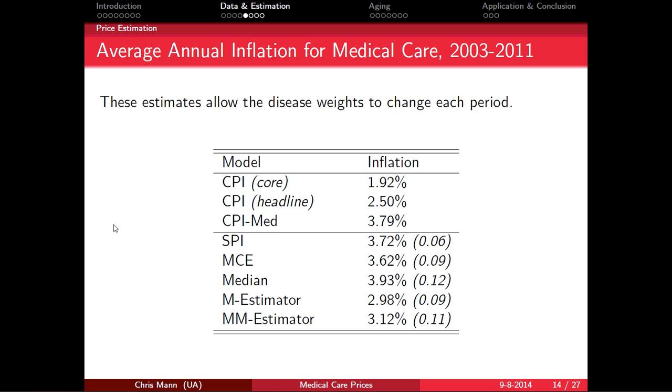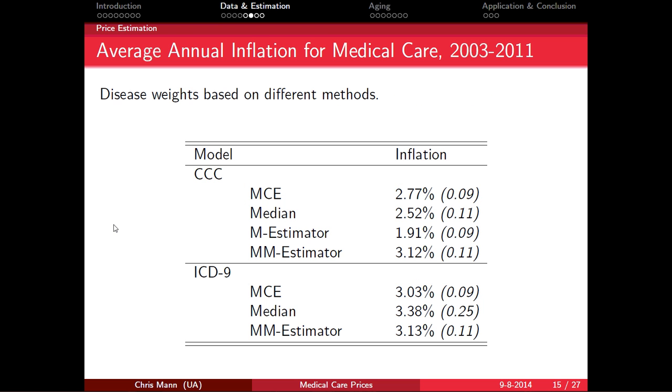Now, again, this is allowing the disease weights to fluctuate, which might not be optimal. In a moment, in the next slide, I'll show you what happens when we actually keep the disease weights fixed. Now, when we estimate the median, we actually see that the median is much higher than the SPI. So that would say that the CPI for medical care is underestimated by 0.2%. That might not actually be correct. And then you can see that we also have the alternative methods shown here.